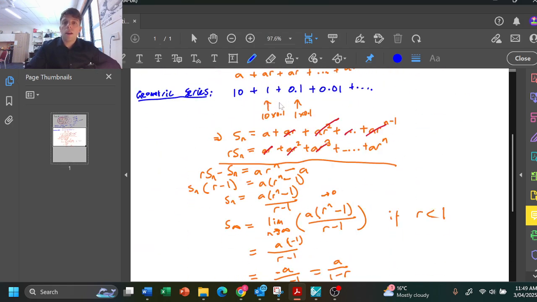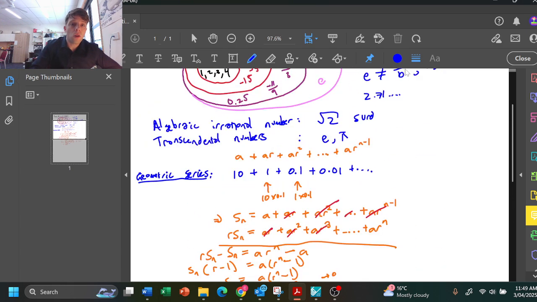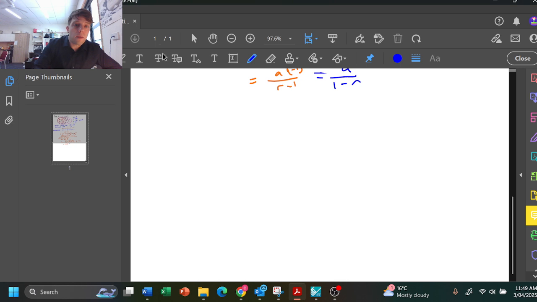Okay, so let's put this aside for a minute. I'll just put this to the side as our interesting result. So this is equal to a over 1 minus r. All right, so now let's get back to the question at hand. We want to prove that. I'm going to write a proof that e is irrational.